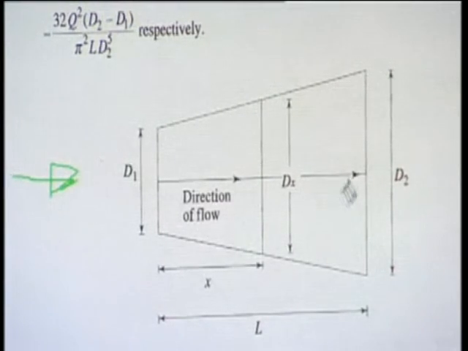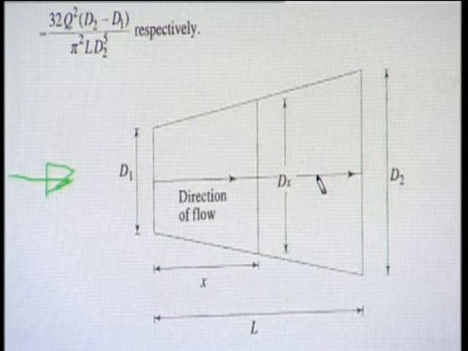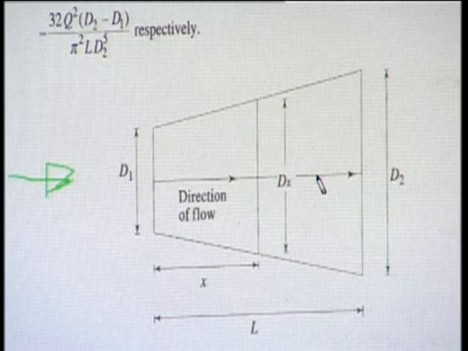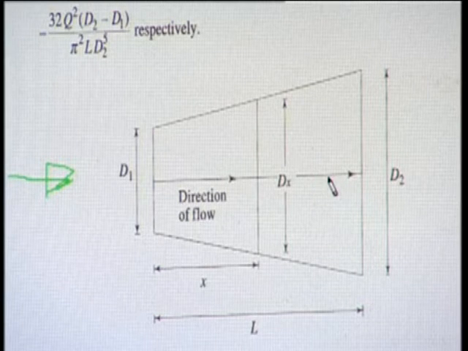So this is a type of diffuser, not a nozzle. In a diffuser, at the expense of the velocity, pressure increases in the direction of the flow.